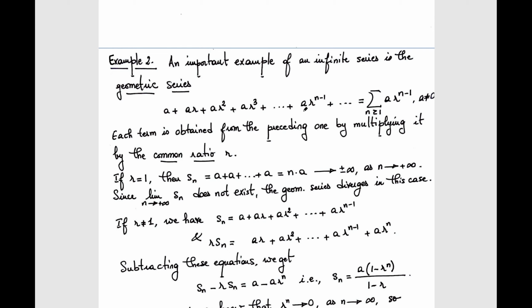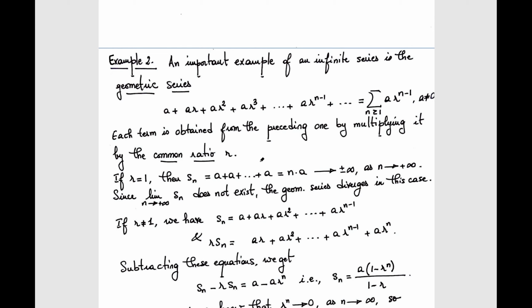And this series, obviously, I can write as sigma. Each term looks like A R to the power n minus 1, and n starts from 1 and goes all the way to infinity. I'm also using the notation n bigger than or equal to 1, which means n starts at 1 and goes to infinity. So the first term is A times R to the power 0, and R to the power 0 is 1, so you get A. The second term is when n is 2, so you get A times R to the power 2 minus 1, so A times R, and so on and so forth.